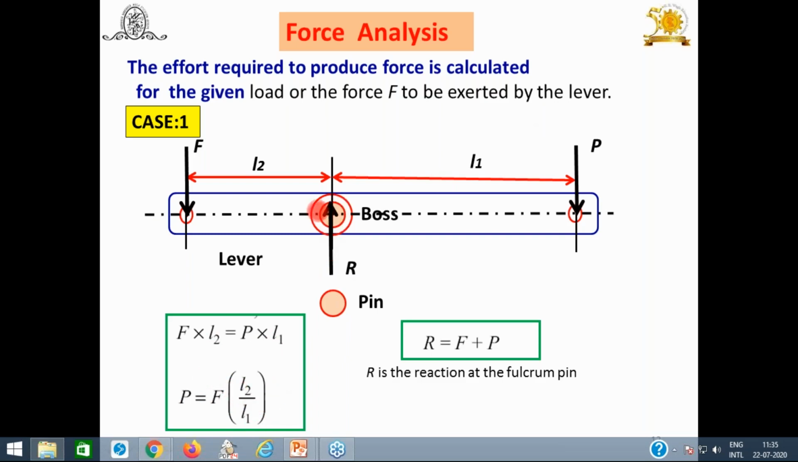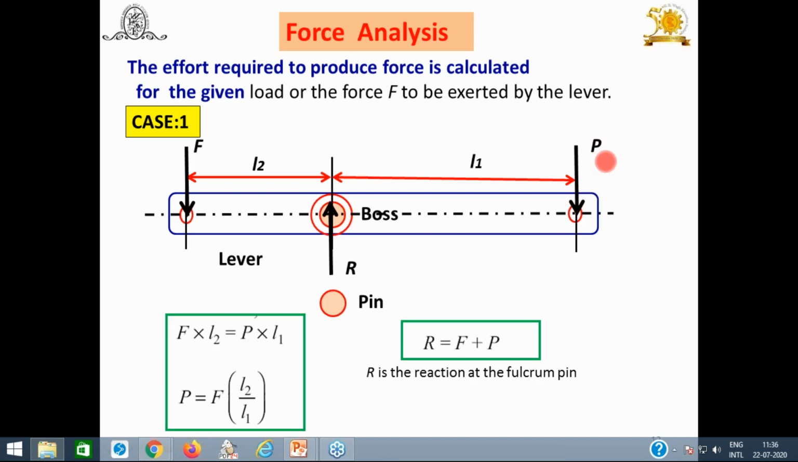But there is a reaction at the pin. So if you make the summation of vertical forces, what will you get? P plus F is equal to this R, opposite to that, to give the support here at the pin. Therefore, R is equal to F plus P. R is the reaction at the fulcrum pin. That means by using these two equations, you can easily find out the force P.